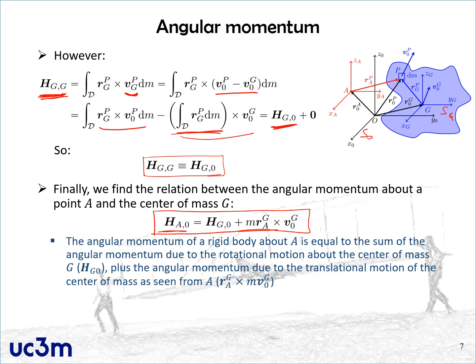That is what we call hg0, plus a term that is equivalent to the angular momentum of a point particle with the same mass as the full body, located at G and moving with G. You see that this second term over here is basically the angular momentum of a point particle located here, moving with the same velocity as the center of mass and as seen from the point A. So this is the interpretation that you can give to this formula.